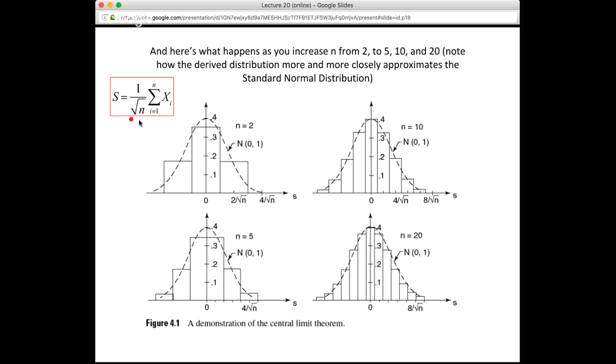And then when we increase the number of those variables that we sum over, we see that the PMF begins to better and better approximate a standard normal distribution. So that's the central limit theorem.